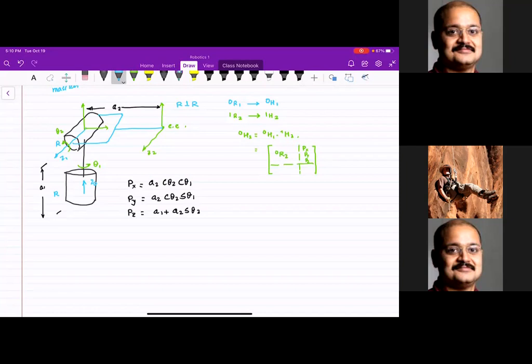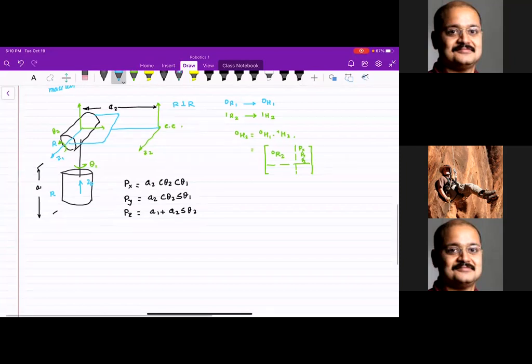Okay, good. Now, what I want to do is find out Px dot. A2 is a constant, theta 2 is a function of time, theta 1 is a function of time. So this is going to become A2 minus sine theta 2 dot cosine theta 1 plus A2 minus sine theta 1 dot cosine theta 2. So I just used the chain rule.